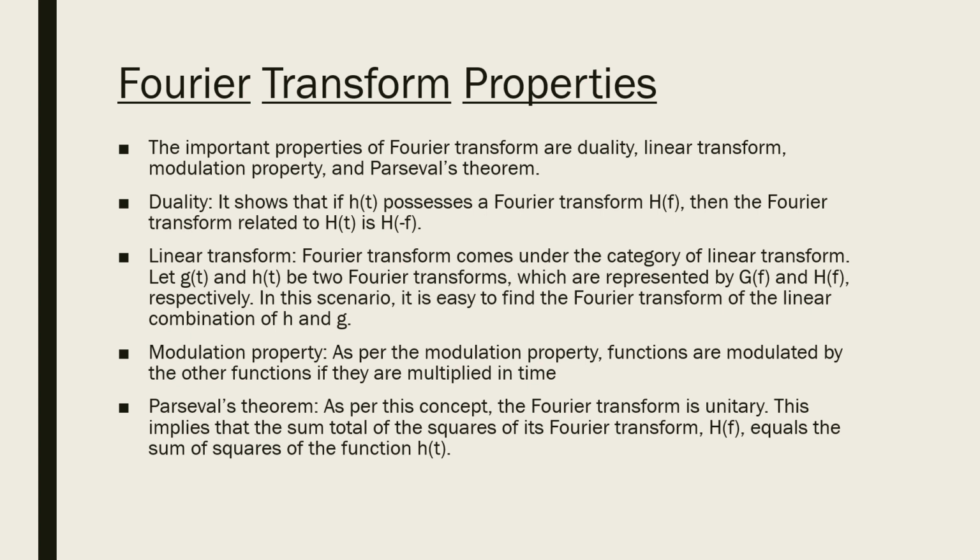Modulation property. As per the modulation property, functions are modulated by the other functions if they are multiplied in time. Parseval theorem. As per this concept, the Fourier transform is unitary. This implies that the sum total of squares of its Fourier transform h of f is equal to the sum of squares of the function h of t. Now, now let us see how does the Fourier transform work.